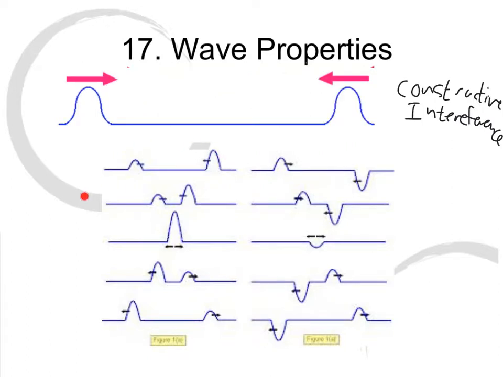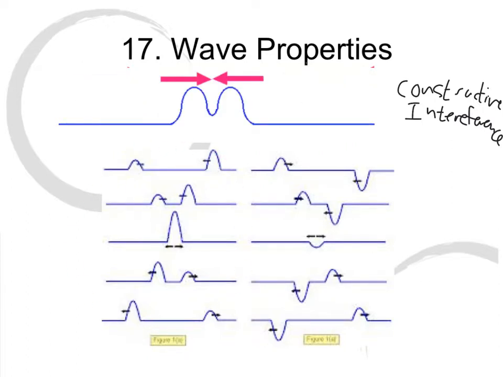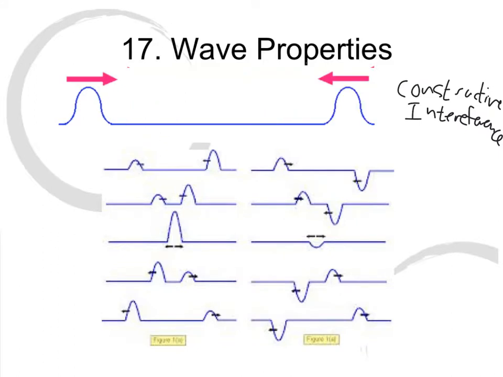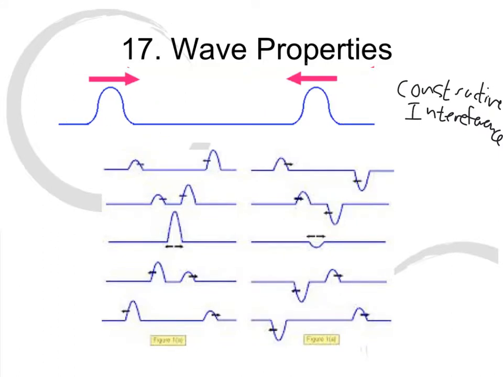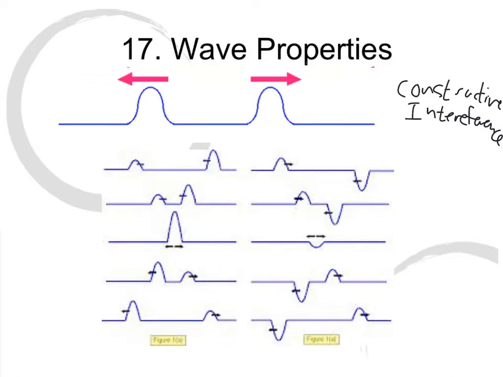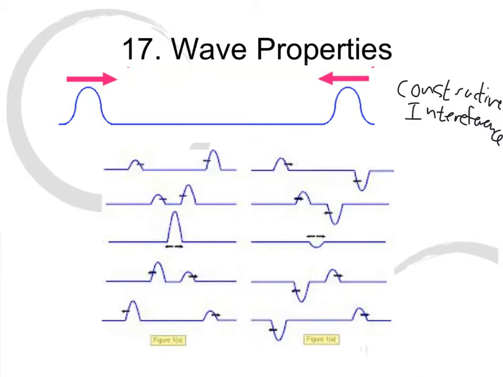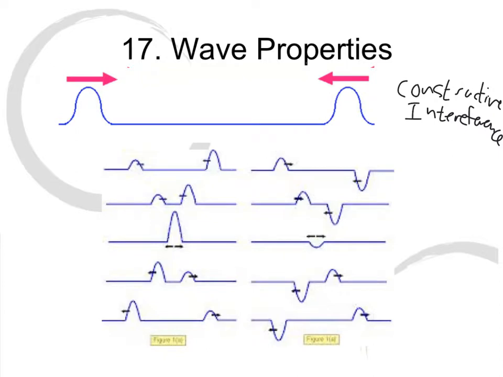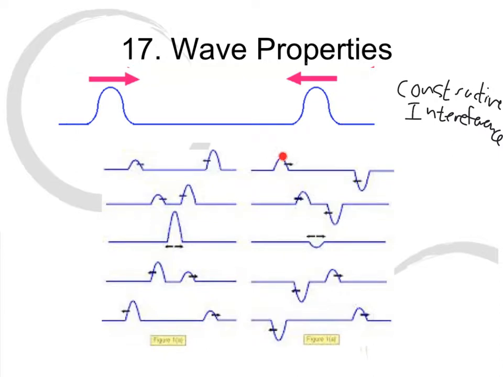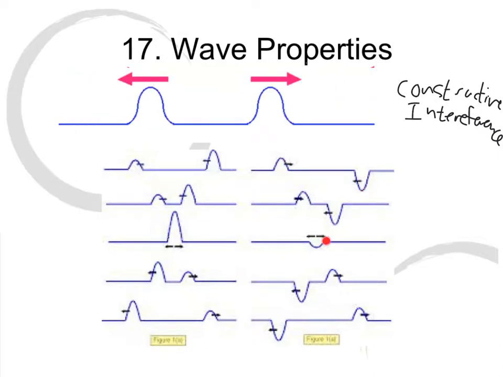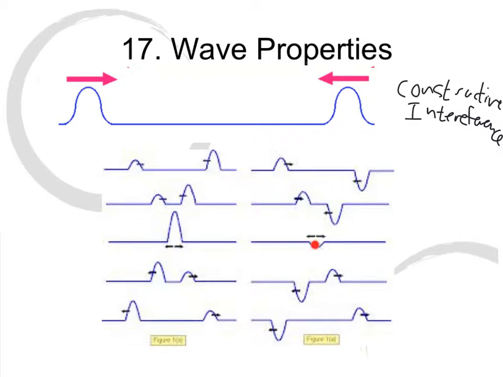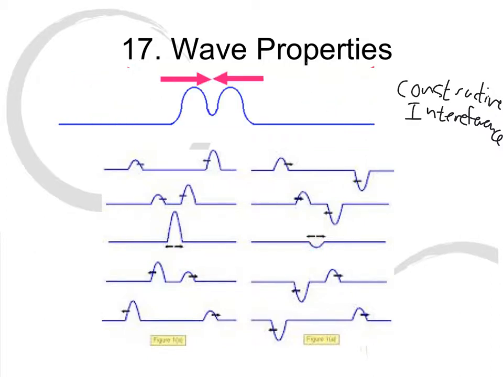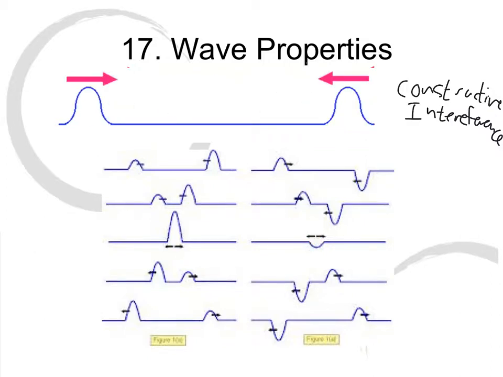On the left-hand side, we see step-by-step constructive interference. These two wave peaks go towards each other, temporarily create this bigger wave as they overlap, and then pass on through. And then we see an example here of destructive interference because it's a crest and a trough. They combine. In this case, they don't completely cancel each other out. They just create a smaller wave and then pass on through past each other.